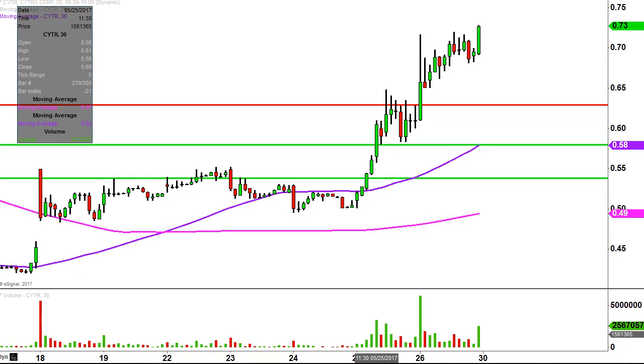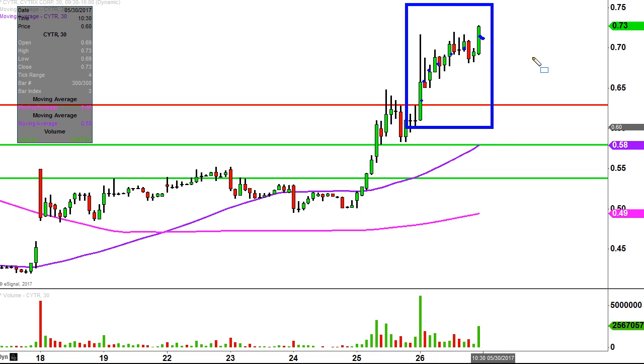Real quick, what do I mean by 30-minute in case maybe you're new to charts? Instead of each one of these candlesticks here representing 1 day's worth of price action, which is what you would normally see, each one represents 30 minutes. So while this may look like several days worth of time, it's actually just today's price action broken down into 30-minute time slices.